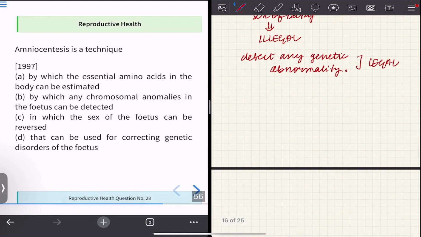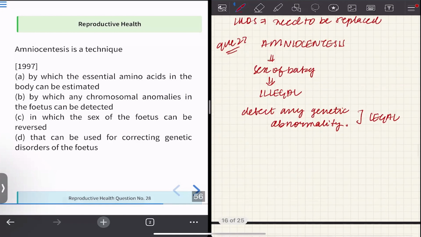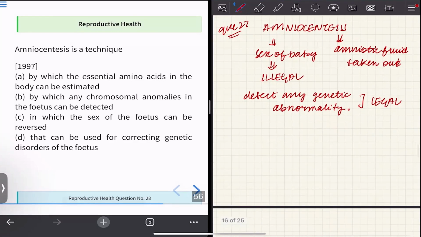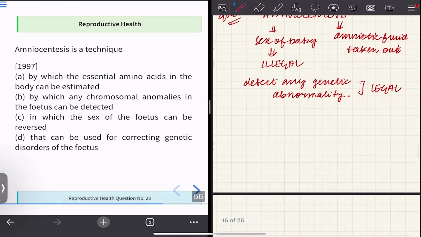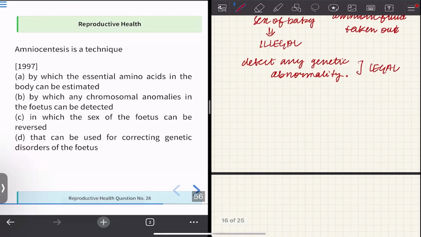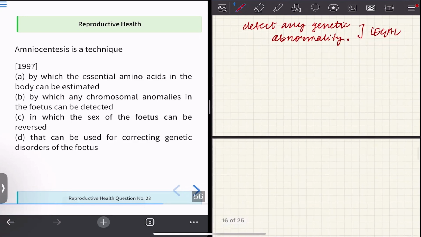Amniocentesis, what is the technique? In this technique, we take out the amniotic fluid. And what do we do with that amniotic fluid? It is used for screening, either for any genetic abnormality or for the sex of the fetus. We just screen. We cannot reverse the sex of the fetus, which is given as option C. And option B, that any chromosomal abnormality in the fetus can be detected, is the correct option.